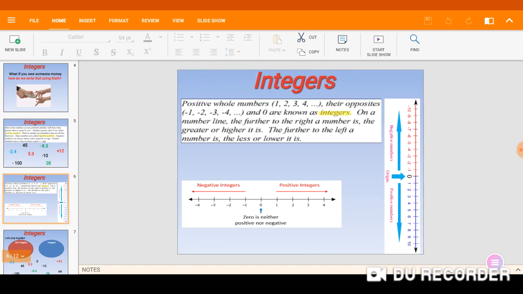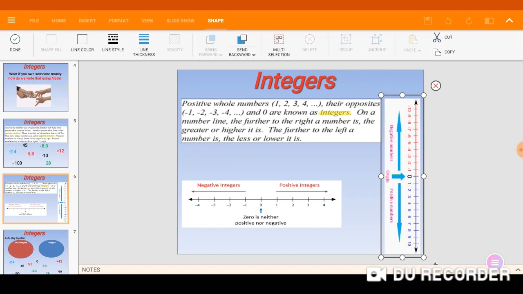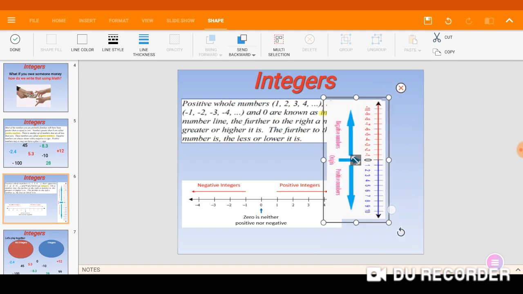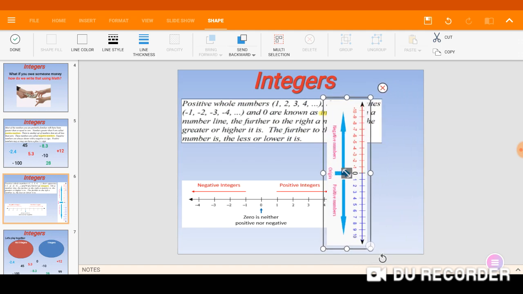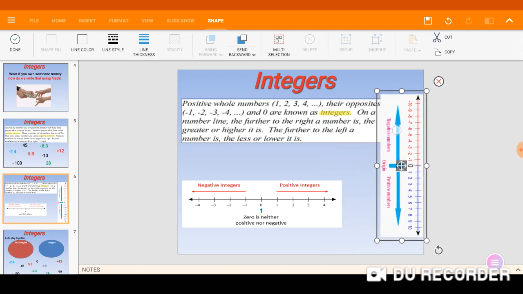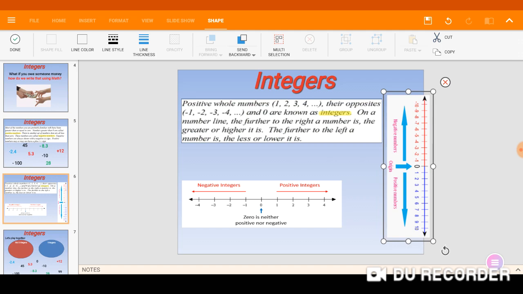The definition of integers: the positive whole numbers 1, 2, 3, 4, and their opposites, which are negative 1, negative 2, negative 3, negative 4. It's something like a mirror. If you stand in front of the mirror, the distance between you and the mirror is 1 meter, so your image in the mirror is 1 meter away also. You are the positive 1, and your image is the negative 1, okay?